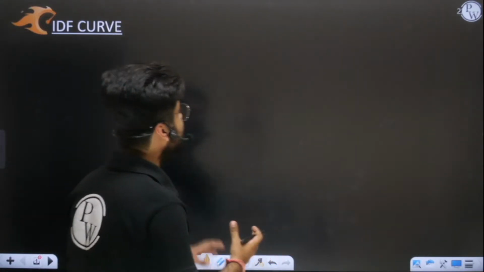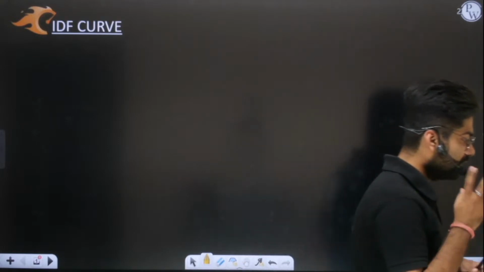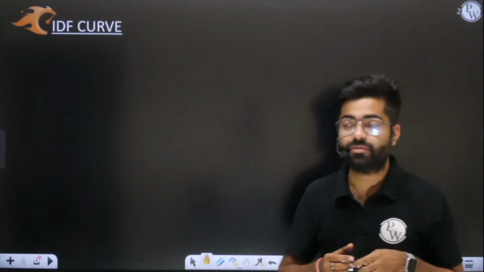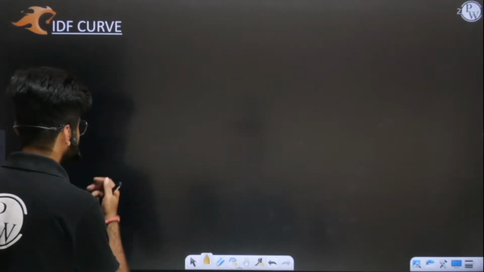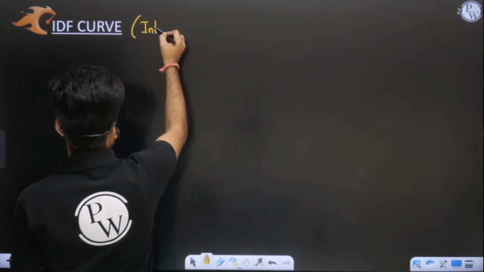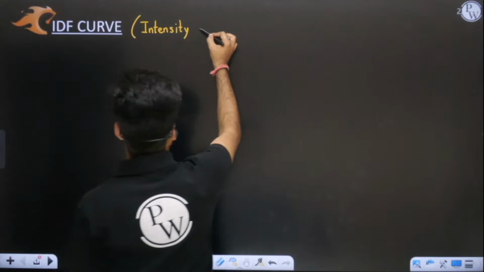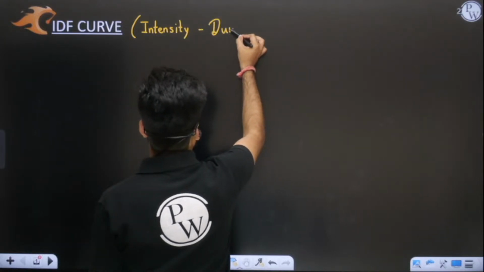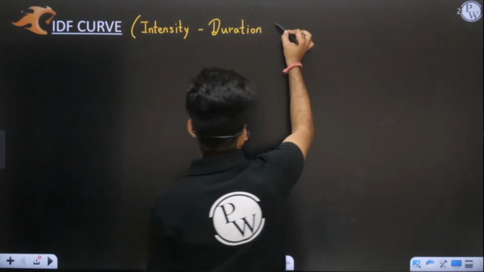See this, you all know, in DAD curve we have three parameters: depth, area and duration. Yes or no? Similarly, in IDF curve we again have three parameters: intensity, duration and frequency. I stands for intensity, D stands for duration, and F stands for frequency.